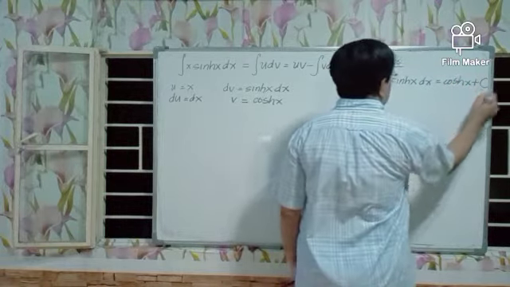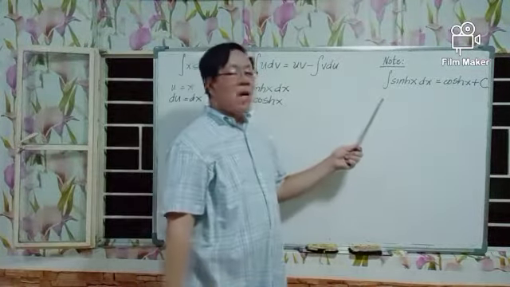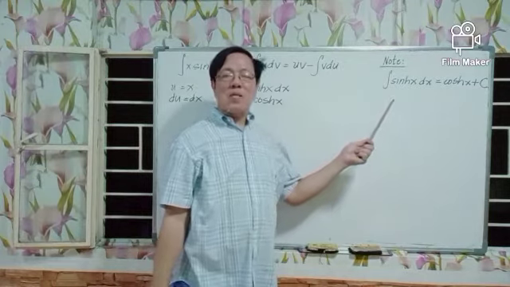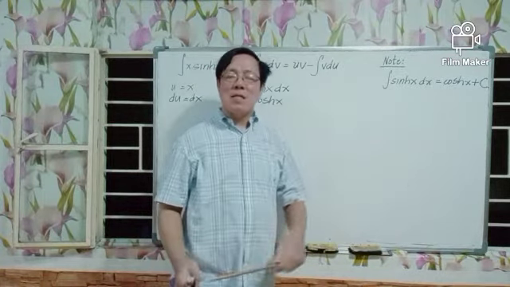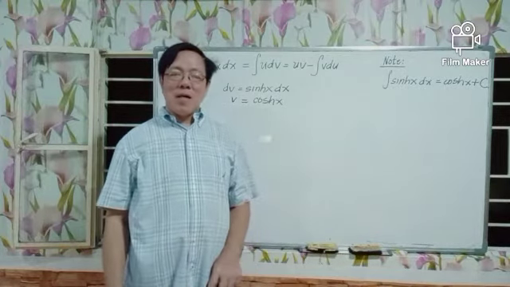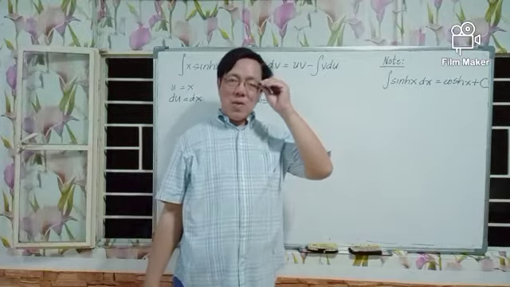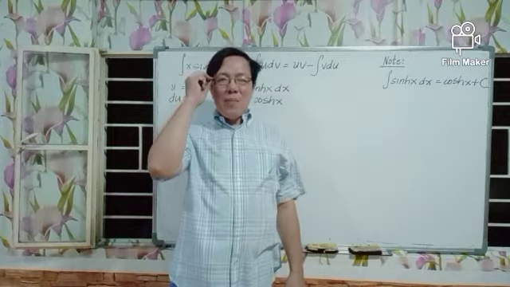This is quite easy to remember. The integral of the hyperbolic sine of x with respect to x is hyperbolic cosine of x plus c. And the integral of hyperbolic cosine of x with respect to x is equal to hyperbolic sine of x plus c.